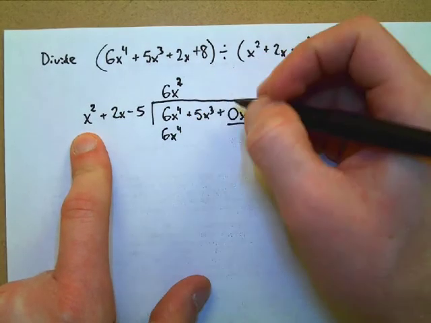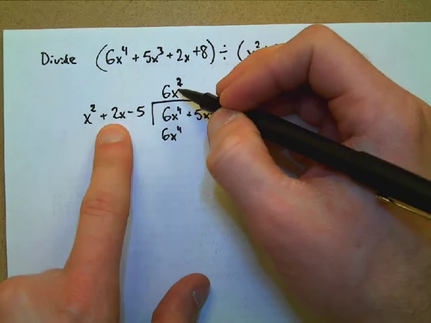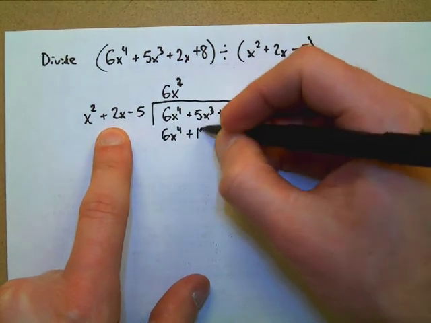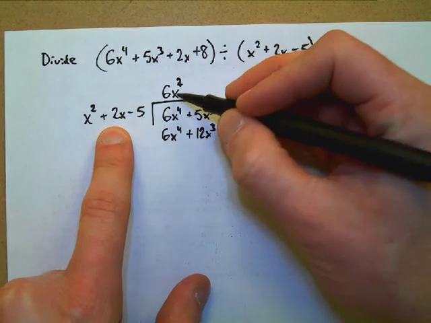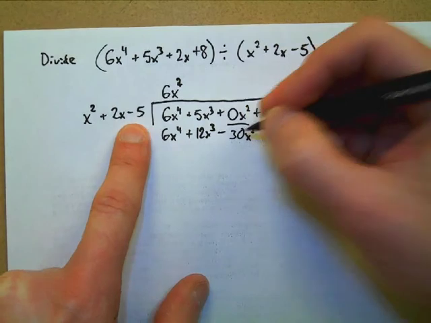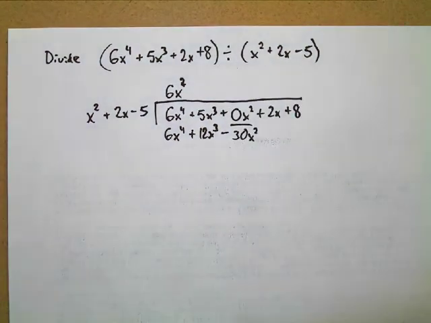And then you just keep distributing. So it'll be 6x squared times 2x, so that's going to be plus 12x to the 3rd. 6x squared times minus 5 is minus 30x squared. Subtract the quantity.